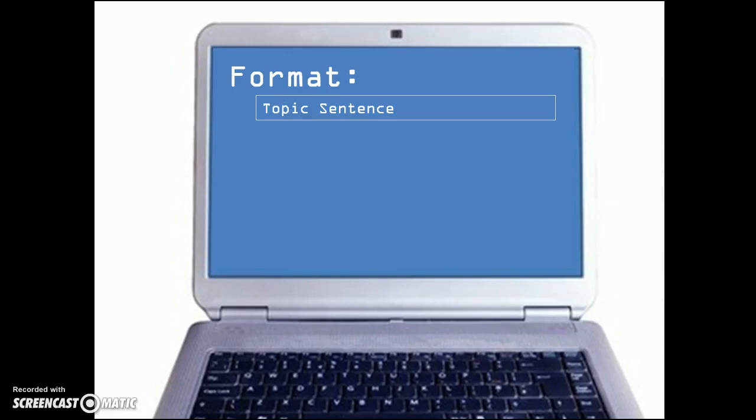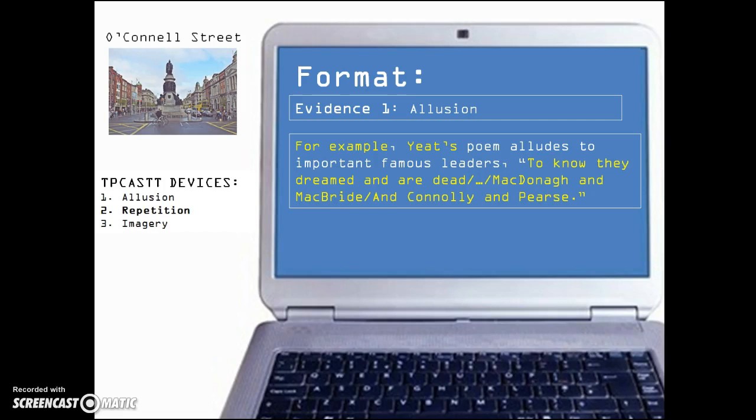Once you've written your topic sentence, you can move on to your first piece of evidence. Now, I promised in my topic sentence that I would write about allusions. So my first piece of evidence would read, for example, Yeats's poem alludes to important famous leaders. To know they dreamed and are dead, MacDonagh and McBride and Connolly and Pierce.